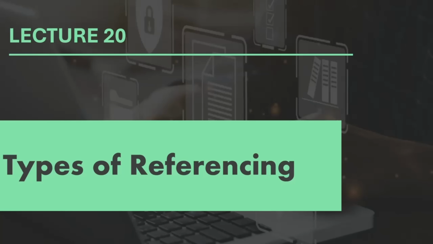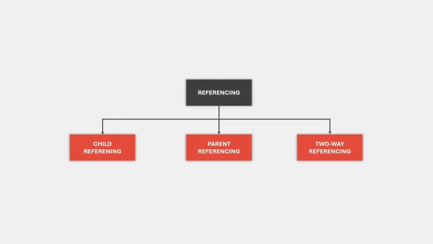Now we can also classify referencing into three different types. We can classify it as child referencing, we can classify it as parent referencing, and two-way referencing. So in this lecture, we are going to learn about these three different types of referencing and what advantage do we get when we use one over the other. So let's start with child referencing.